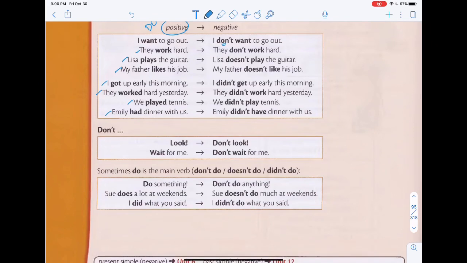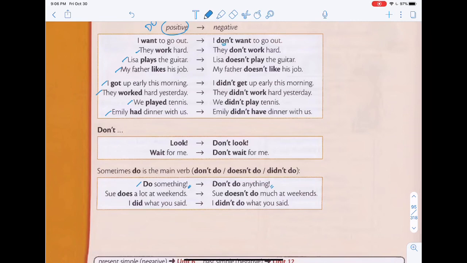Sometimes do is the main verb. Don't do, doesn't do, didn't do. Example, do something, right? Because doing is an action, do something. Negative form would be don't do anything. So certain sentences you still have to change, like for example, something, you'll have to change to anything. Alright, but this one you'll become more familiar as you use the language more often. So do something becomes don't do anything. Sue does a lot at weekends. It'll become Sue doesn't do much at weekends.